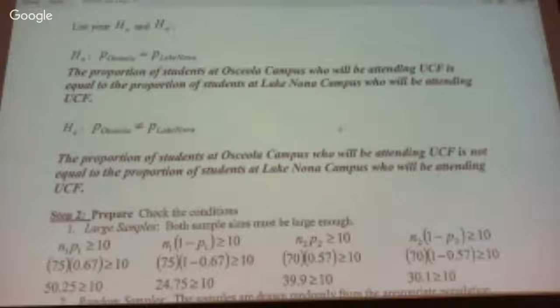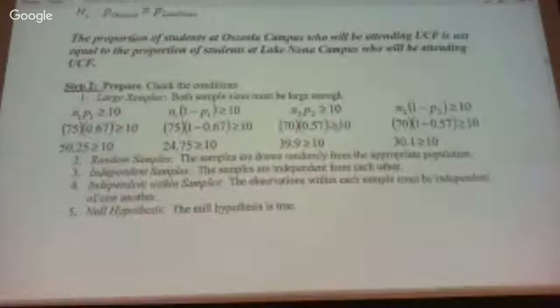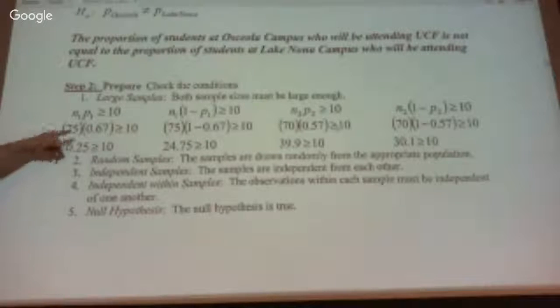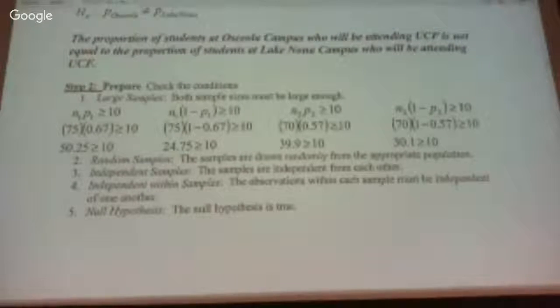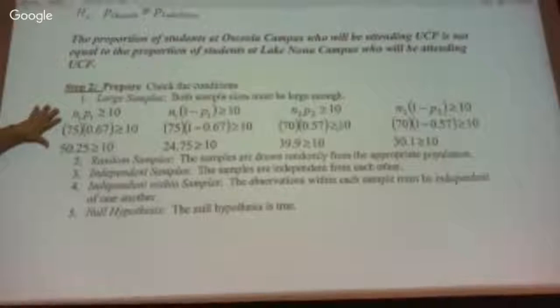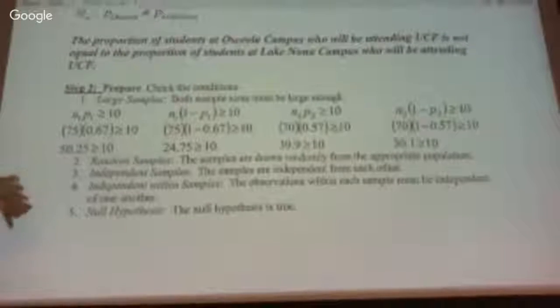And then the conditions. Remember, the conditions are different for every test. Why are the conditions longer for this one? There's 2 groups, right? So the first group, N1 times P1, has to be greater than 10, N1 times 1 minus P1. And then the second group, N2 times P2 and N2 times 1 minus P2. Everything has to pass to move on. They got to be random. They got to be independent within the samples. And we always assume the null hypothesis is true.